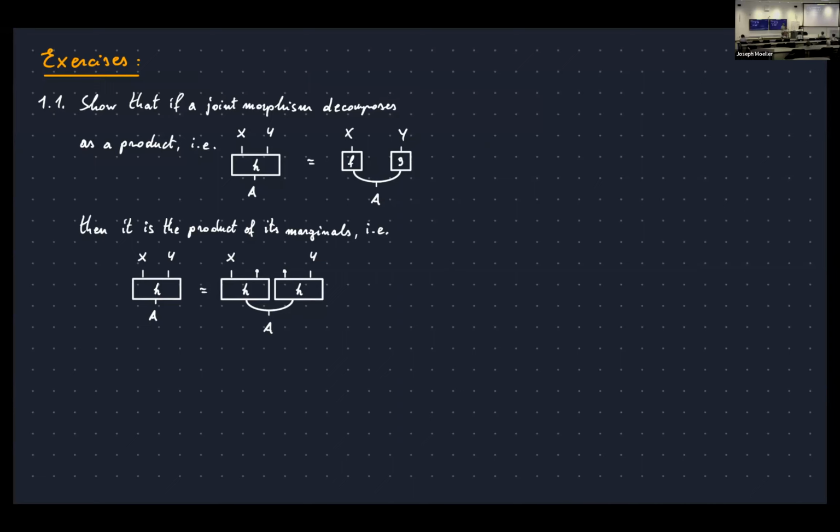So the first one, as we said, and this is the one where you really need the monoidal unit to be terminal, says that if something can be split, like decomposes as a product in this way, then the factors are the marginals. Like it decomposes as the product of the marginals of all the things.